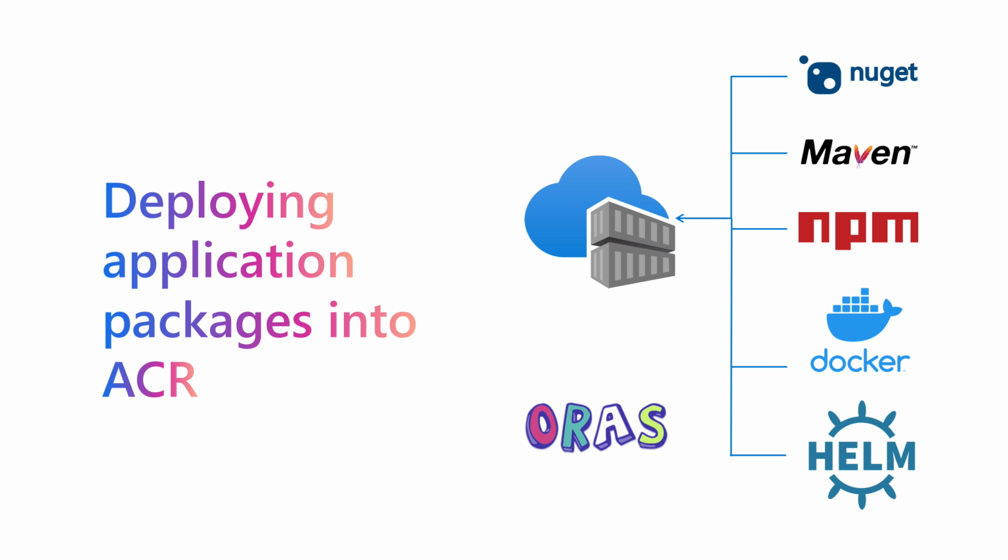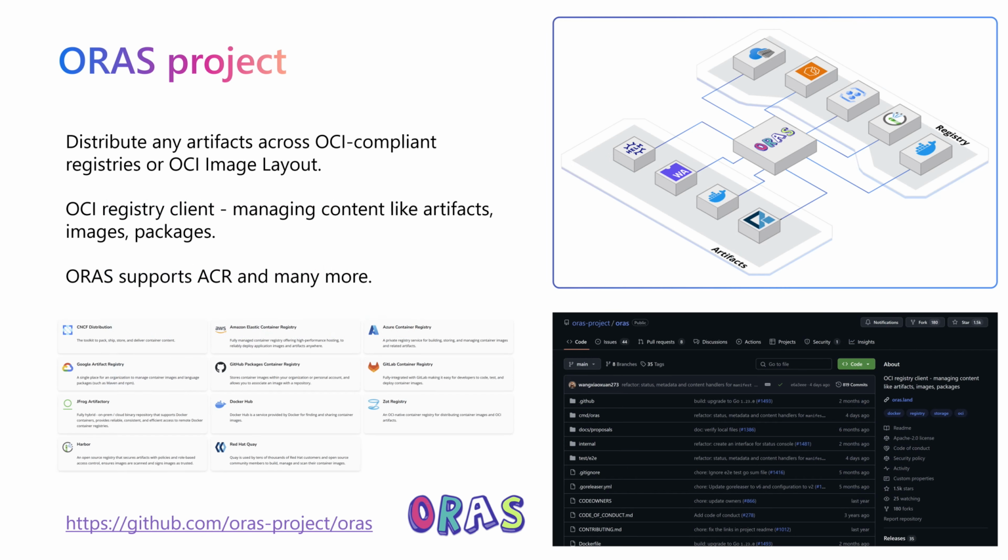You will learn how you can deploy application packages into ACR, Azure Container Registry. We typically use Azure Container Registry to deploy container images and Helm charts. But now you can also deploy NuGet packages, Maven packages, NPM, and many more into the container registry. That's thanks to the fact that ACR uses the OCI standard, and also thanks to the ORAS project.